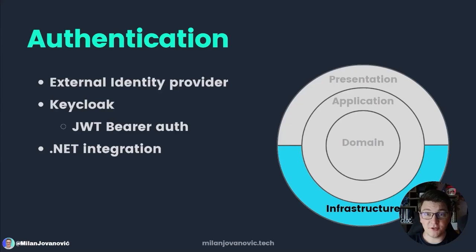In this chapter of the Pragmatic Clean Architecture course, we're going to be solving authentication, and I'm going to use an external identity provider that is called Keycloak. Keycloak is an open source identity management system, and it offers a rich set of functionalities that we can use. However, I'm only going to use it to obtain a JSON Web Token for an authenticated user, and then we're going to use this JSON Web Token to authenticate with our API.